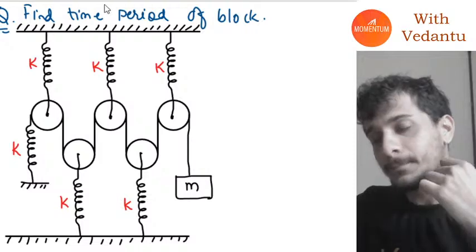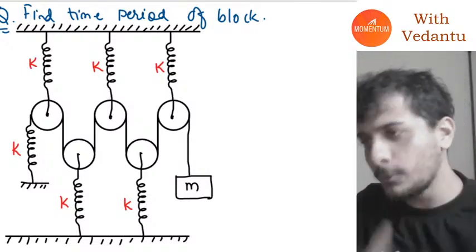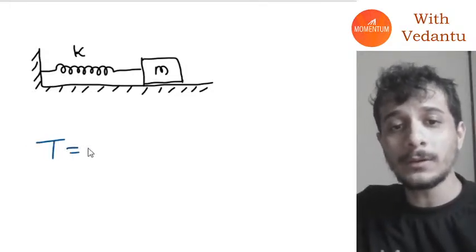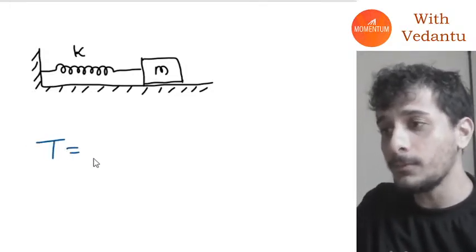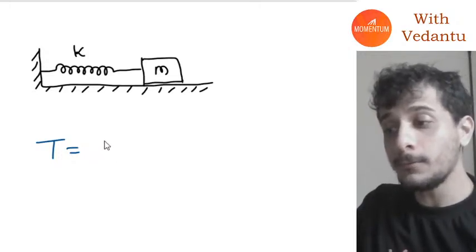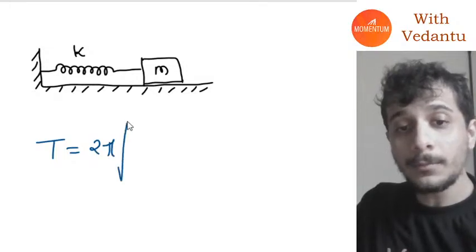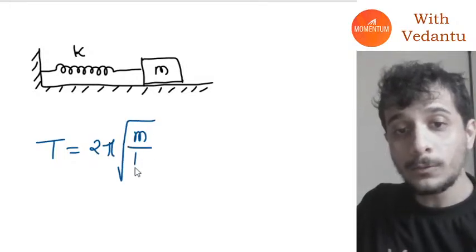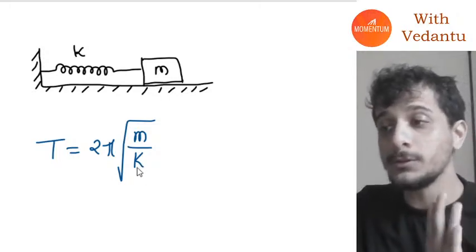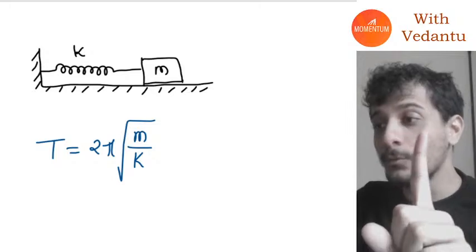But before we get to that question, let's discuss a little bit of basics. If I ask you the time period in this case, do you guys know what it is? Everybody should know. It's very simple, a basic question. The time period is 2 pi under root m by k. I hope everybody knew this. You were supposed to know this, guys.